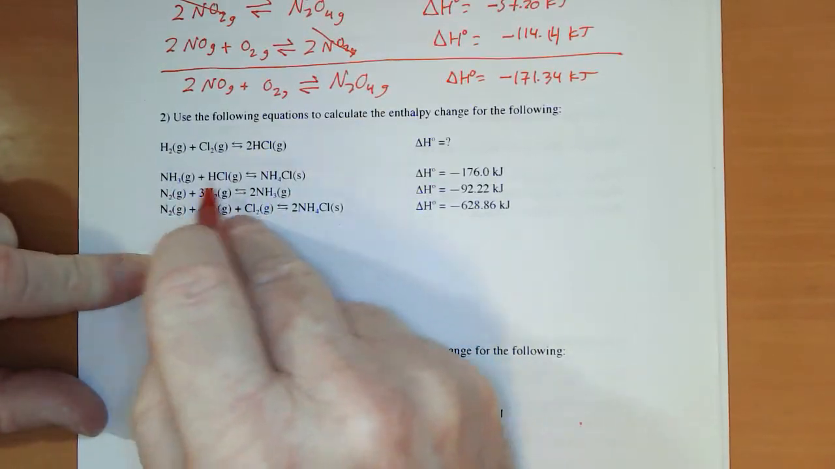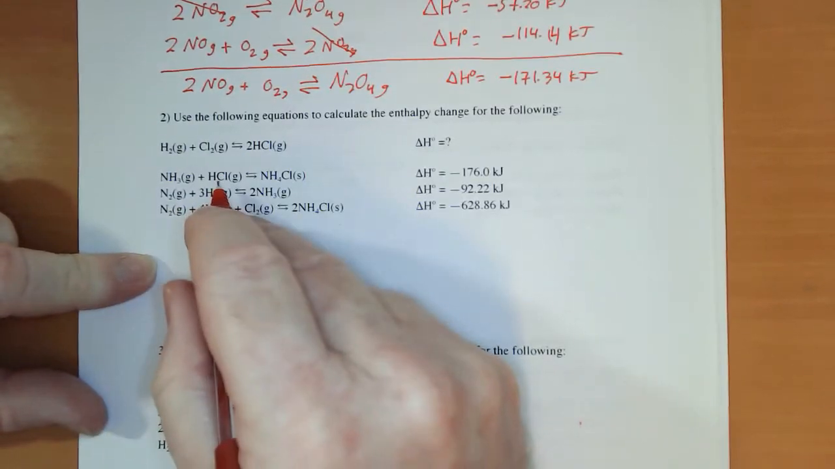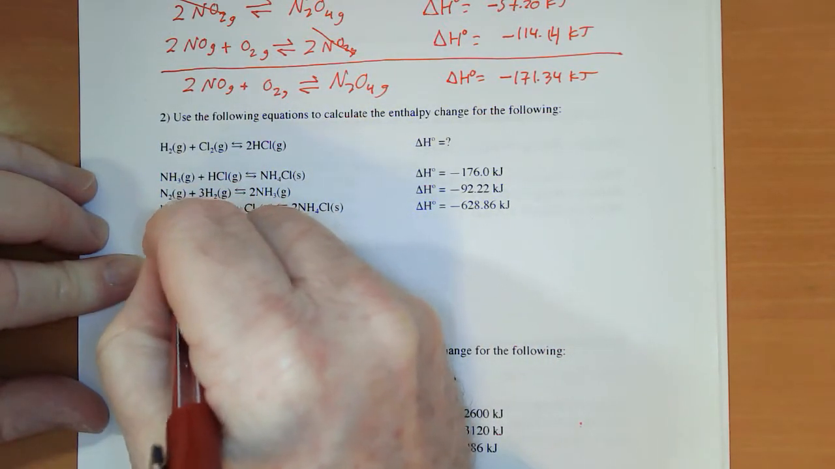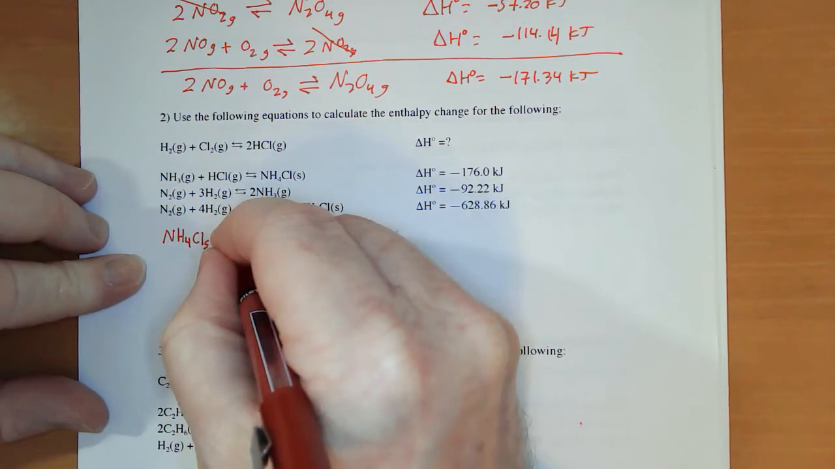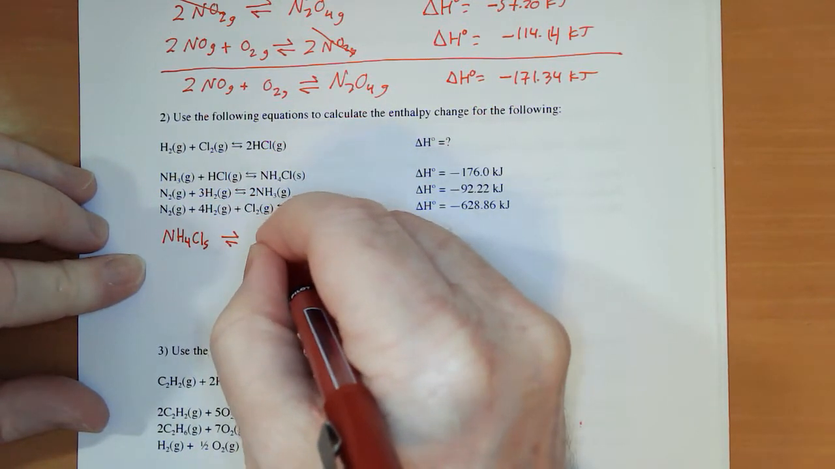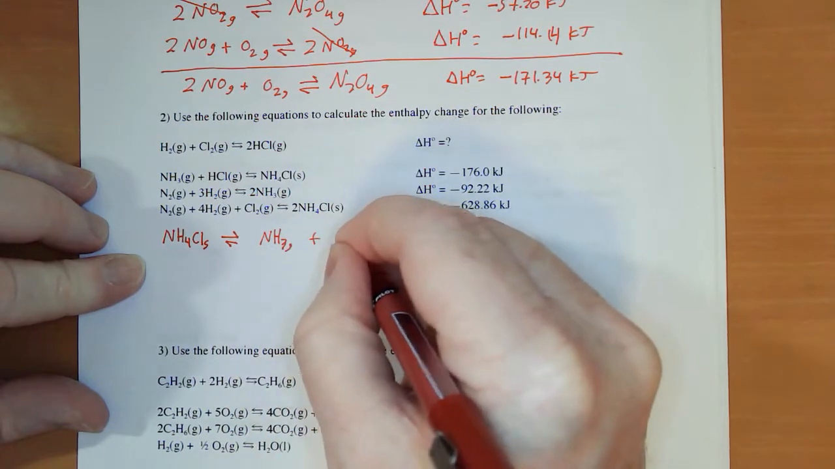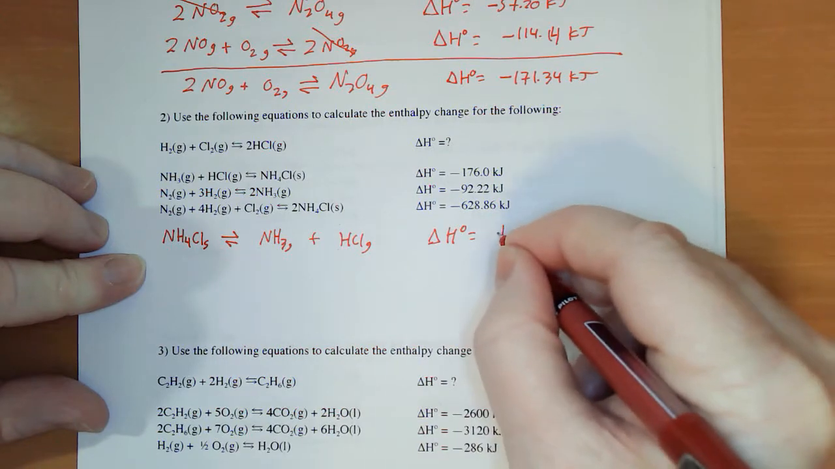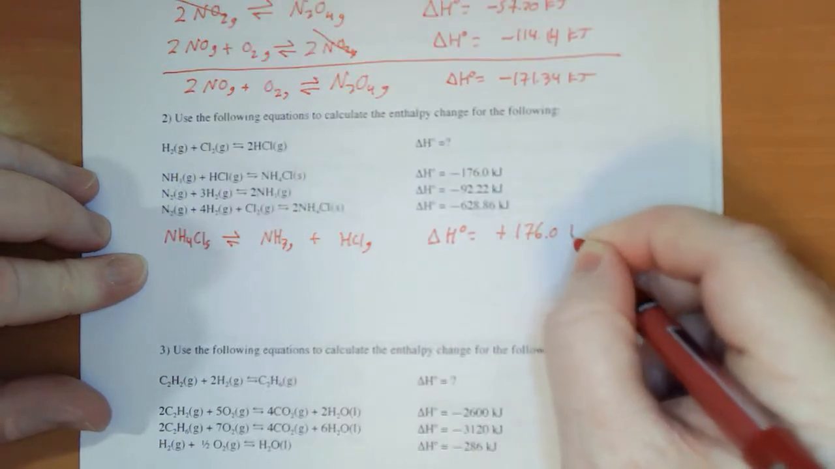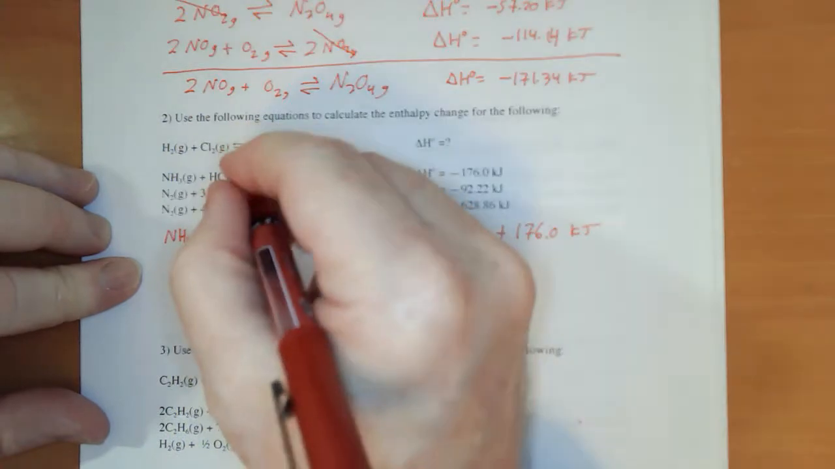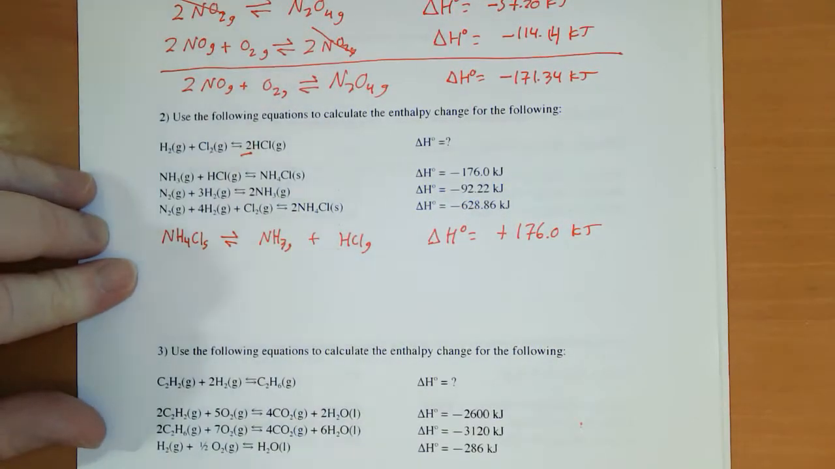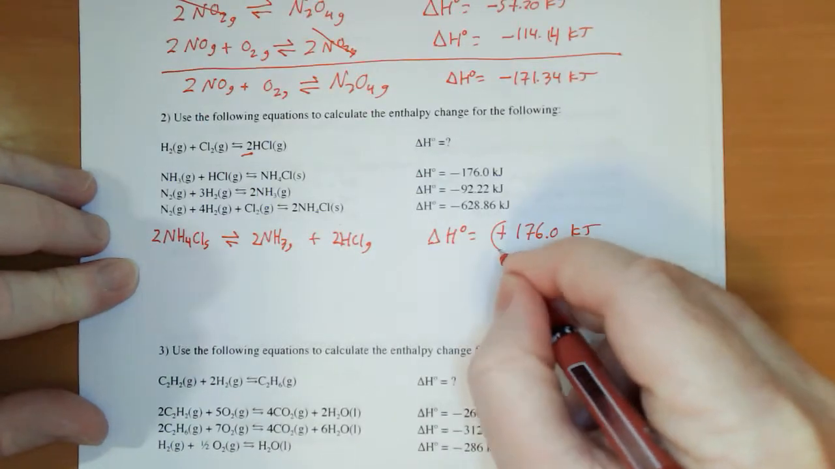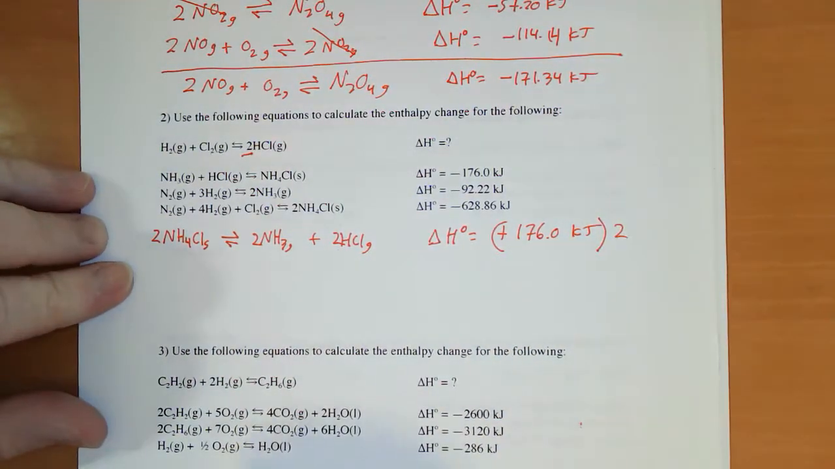What does this first equation give me for my goal? It gives me HCl. It's on the wrong side. So I'll go NH4Cl solid to give me NH3 gas plus HCl gas. The delta H naught is now positive 176. But I need 2 of those HCl's, don't I? So I'll multiply this by 2, I'll multiply that by 2, I'll multiply that by 2, and the value of the delta H gets multiplied by 2.